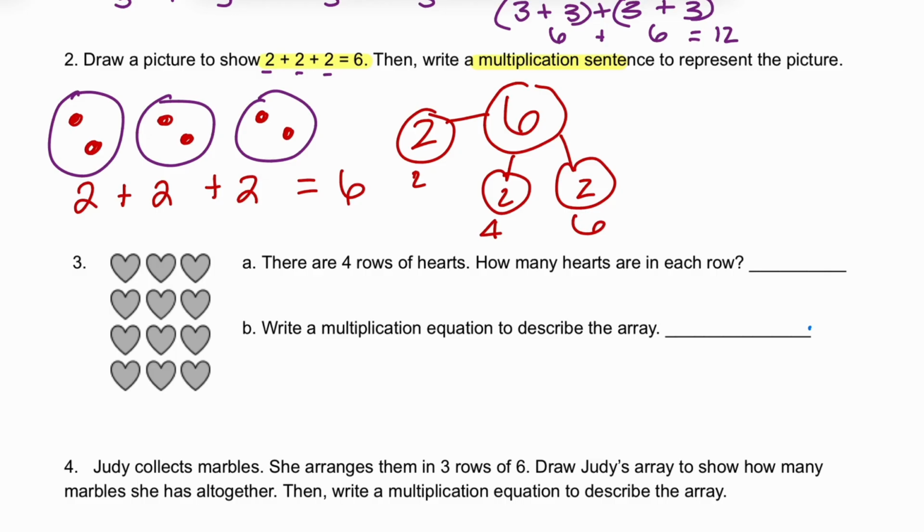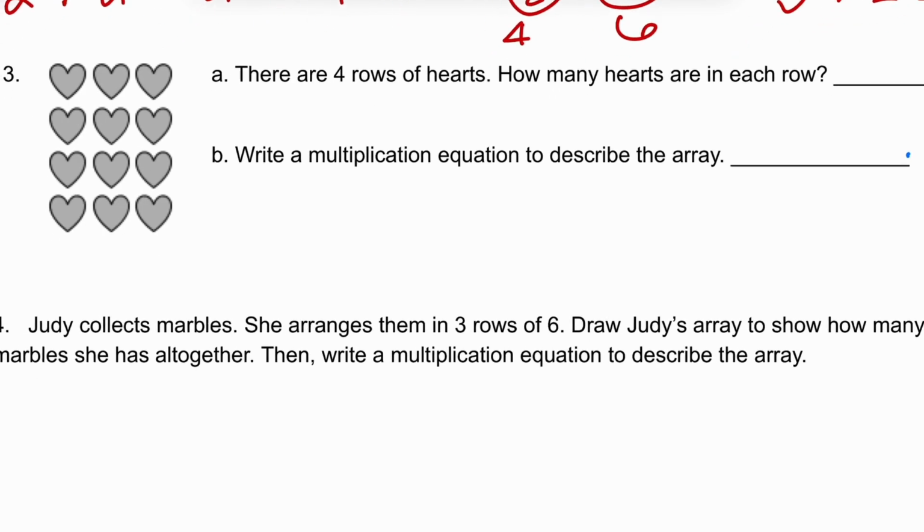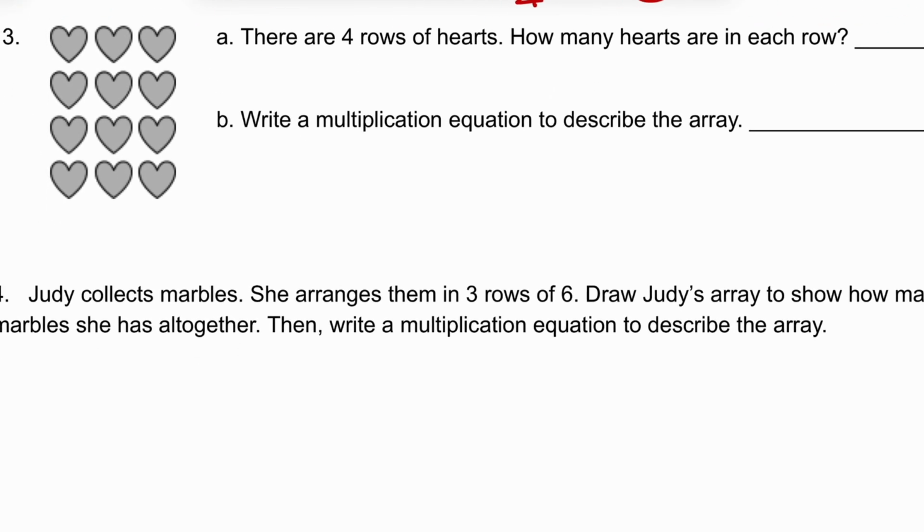All right, and our multiplication sentence would be 2 times 3 equals 6, or we can flip this to do our commutative property, and we can see that 3 times 2 also gives us the same answer of what? 6. All right. Now let's take a look at question 3.